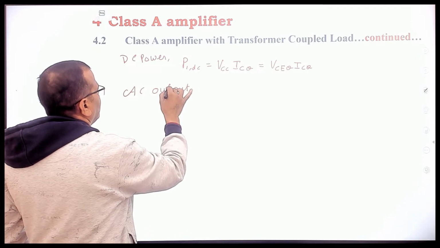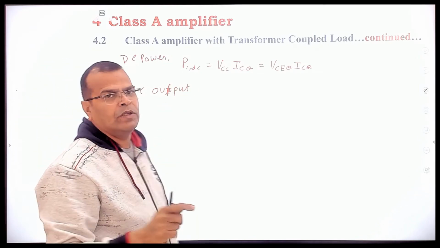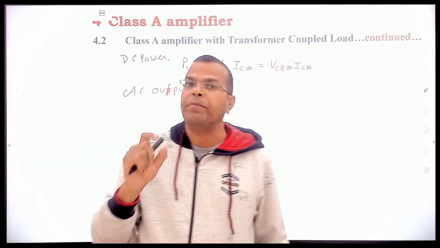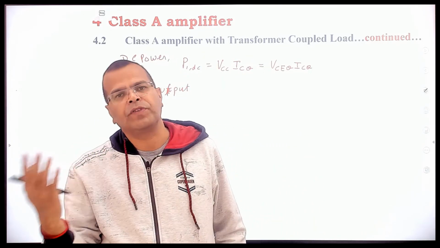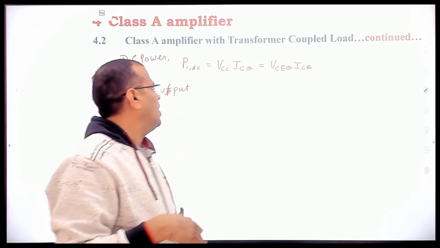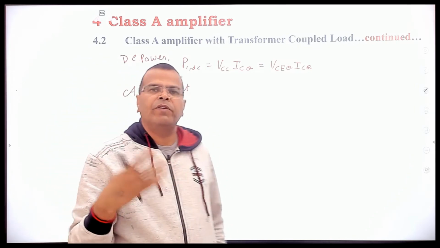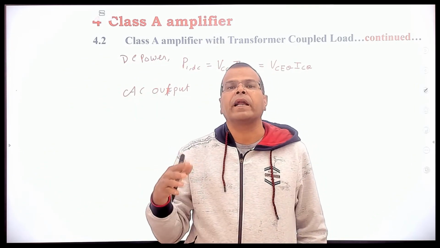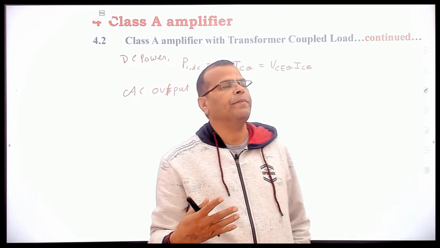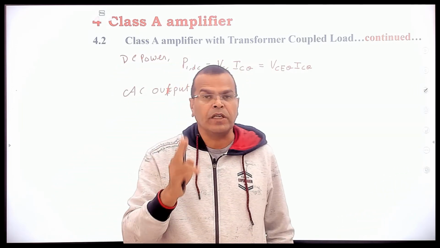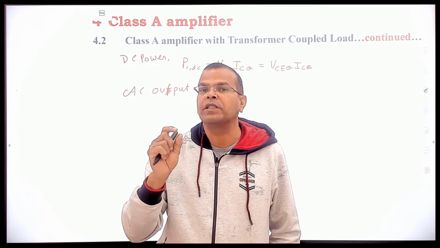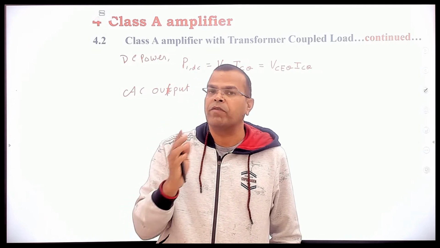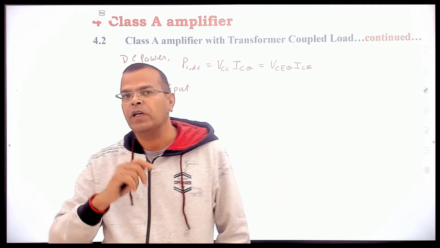Now let us see the AC output power. But remember, we will be talking about the AC output power on the primary side of the transformer, and you can transfer it to the secondary side, right? Basically, power on the primary side will be the same as power on the secondary side, neglecting losses. Because the transformer changes the voltage and current level, not the power level.